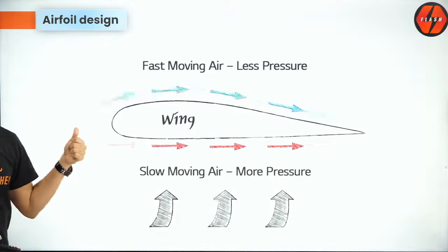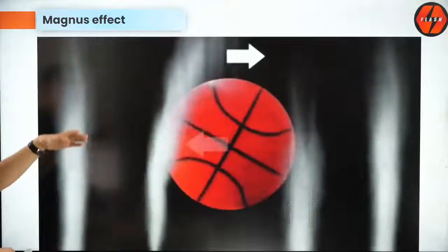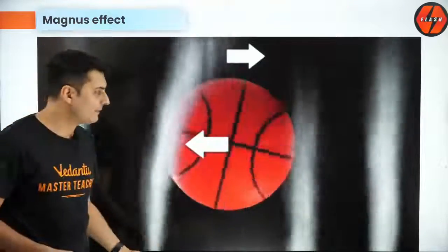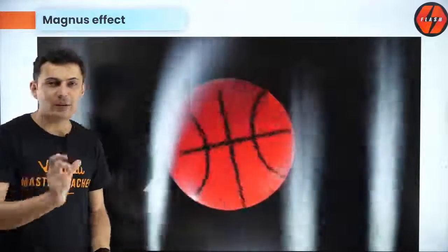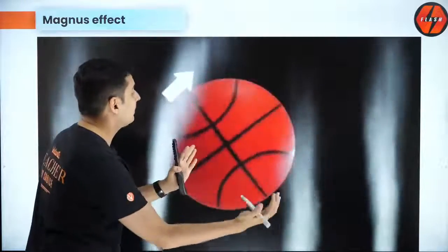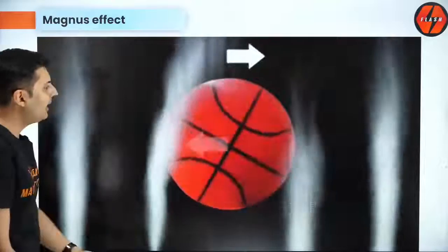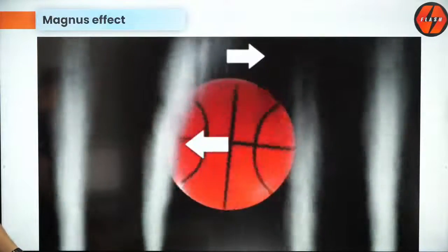Okay? Great. All right. Let's get going then. Another important principle called the Magnus effect. When you spin a ball, you will see that it bends. Now why does it bend? Let's have a look at it.